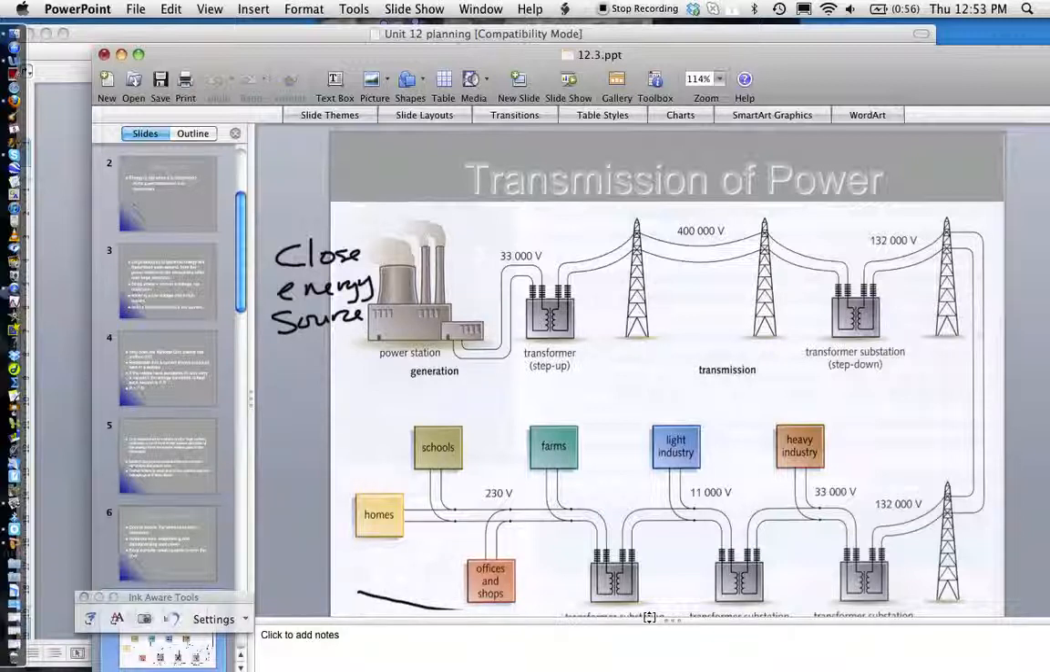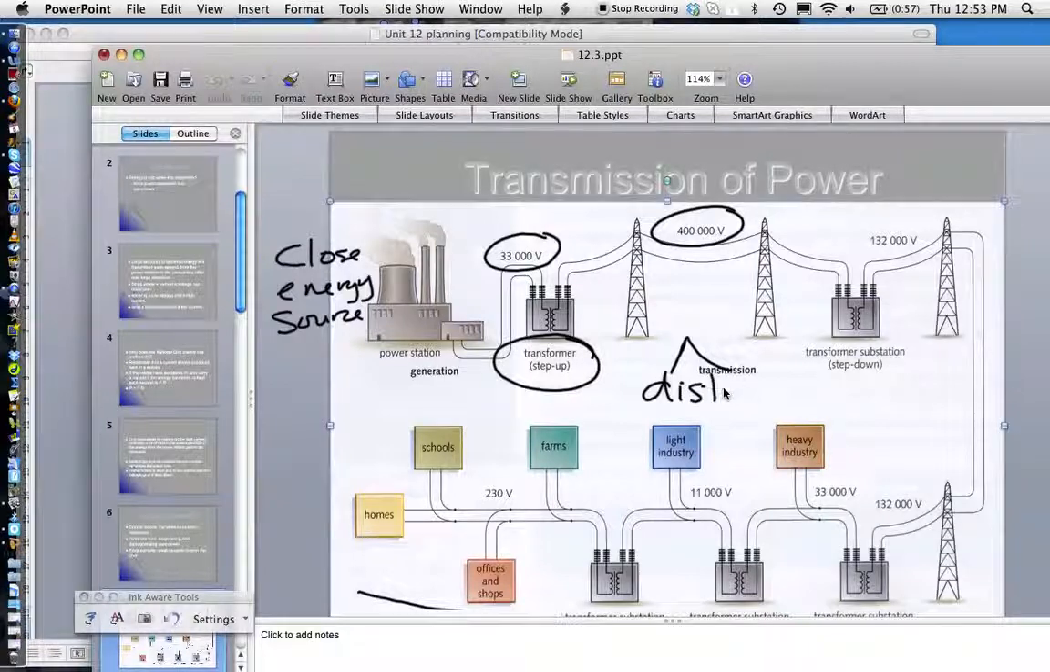So what happens is that we have a step-up transformer that steps up our voltage, say coming out of the power station at 33,000 volts, steps it up to 400,000 volts. And this is the major transmission. This is the distance. This is a long distance away from the city.